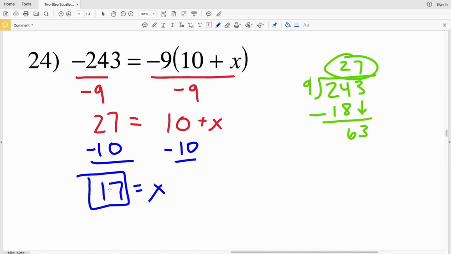So a positive 17 is the answer for number 24.